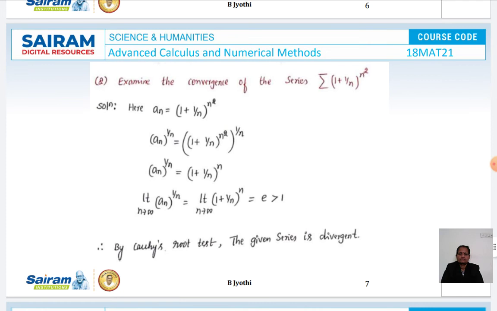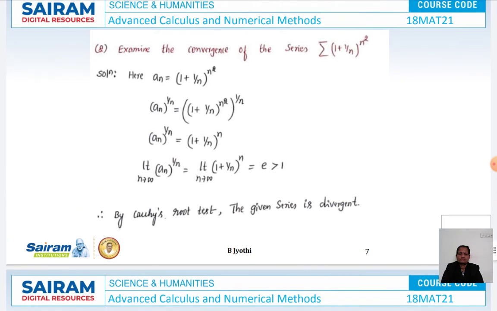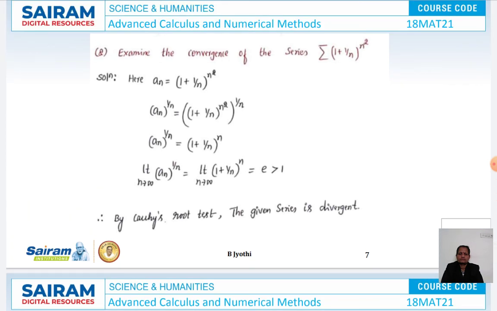Let us see another problem. Examine the convergence of the series summation (1 plus 1 by n) to the power of n square. So, an is given by (1 plus 1 by n) to the power of n square. Now let us raise to the power of 1 by n on both the sides. Then we get an to the power of 1 by n is (1 plus 1 by n) to the power of n square, whole to the power of 1 by n.